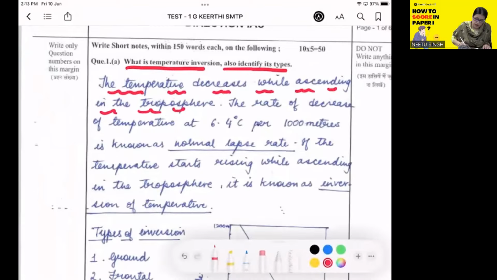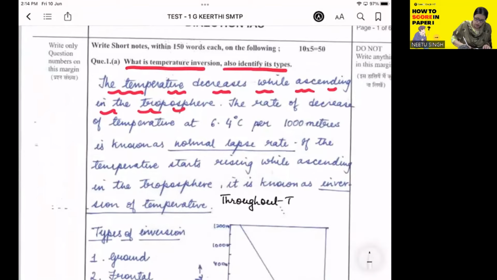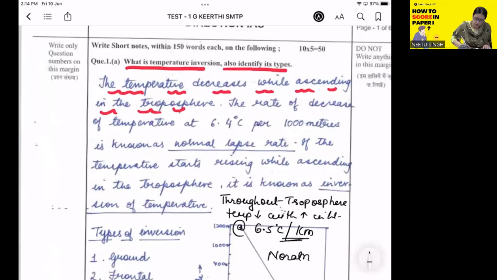Temperature decreases while ascending in troposphere. In place of it, if I write it as throughout troposphere, temperature decreases with increase in height at the rate of 6.5 degrees Celsius per kilometer, which is the normal lapse rate. Have I not made my expression more foolproof? Because when you have to talk about temperature inversion, the first and foremost thing that you have to talk about is a very conventional head. And I think we, with our preparation beginning, can easily make sense of it.